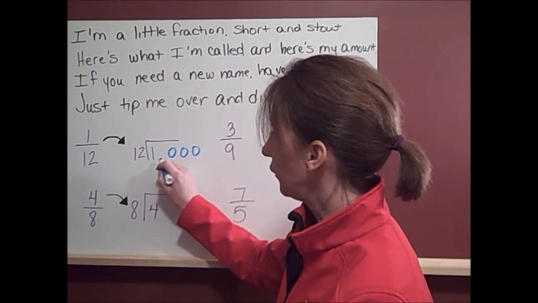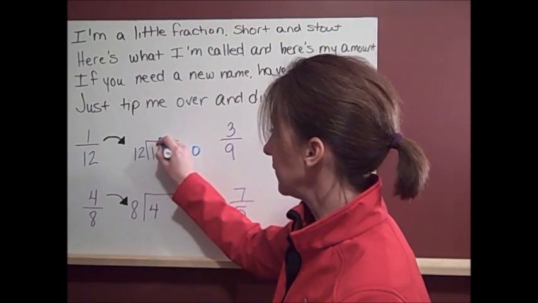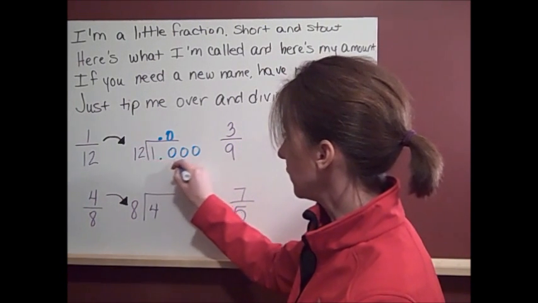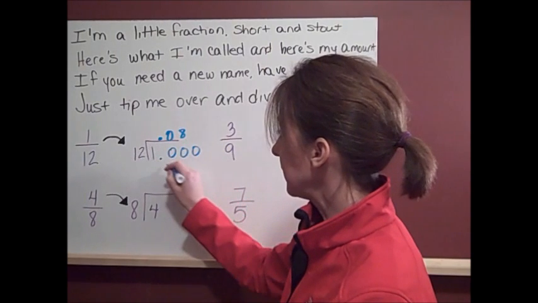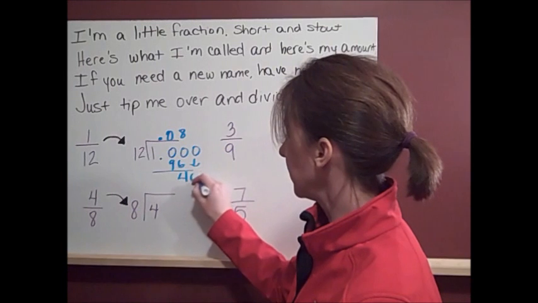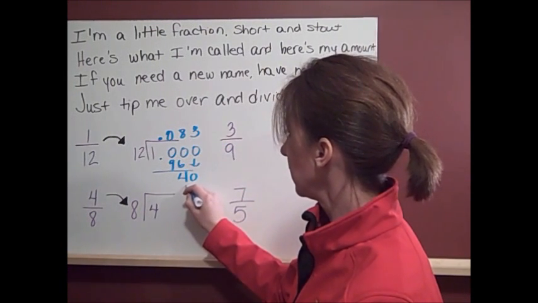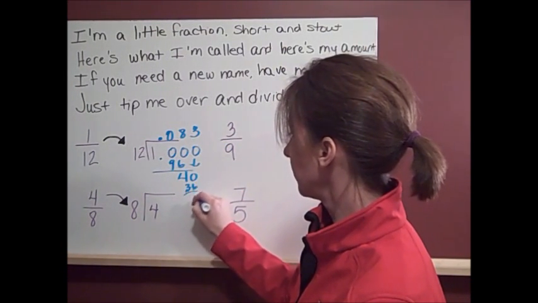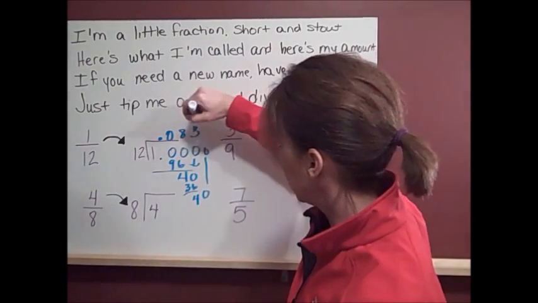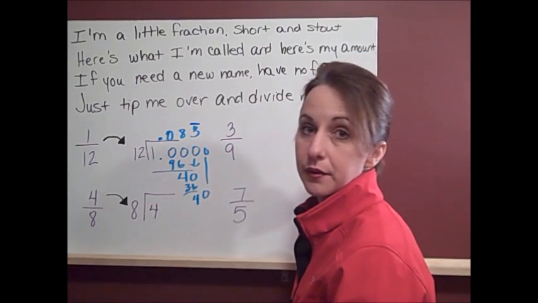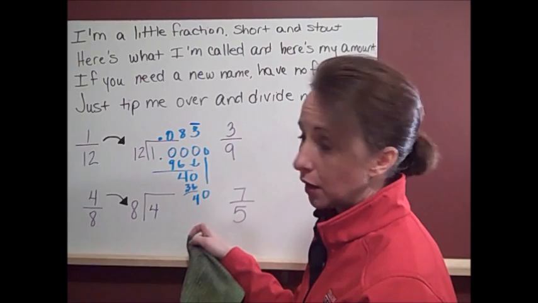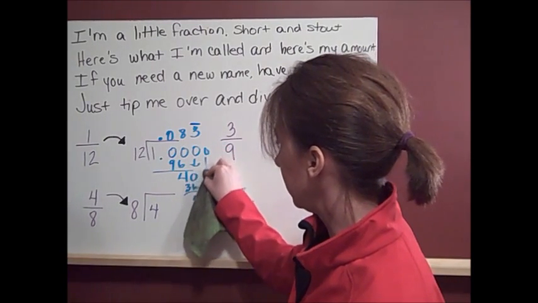1/12. I'm going to divide. How many times does 12 go into 10? My decimal goes straight up. How many times does 12 go into 100? 8 times 12 is 96. 4, bring down my 0. 3, 36, 4. At this point, I've realized I have a repeating decimal. Terminating is when it comes to a nice even remainder, or a remainder of 0.